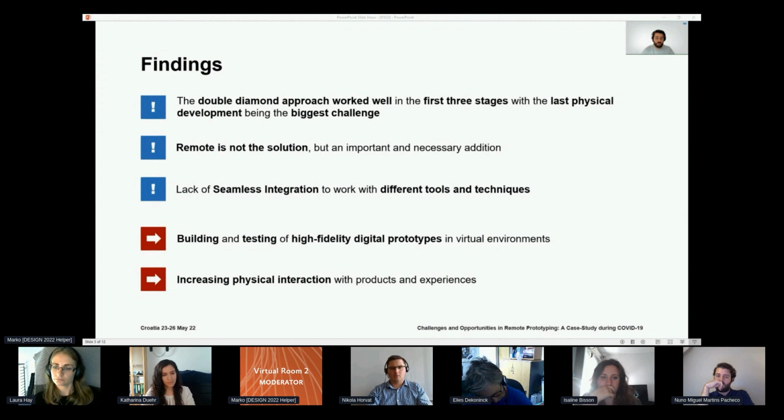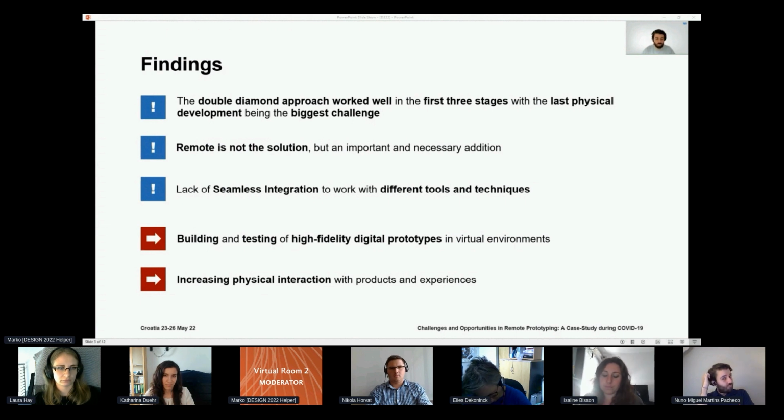But the remote work also gave opportunities. For example, 3D CAD tools allowed the teams to work together in real time on 3D models. And the results showed that the different tools and techniques successfully supported the remote development projects.